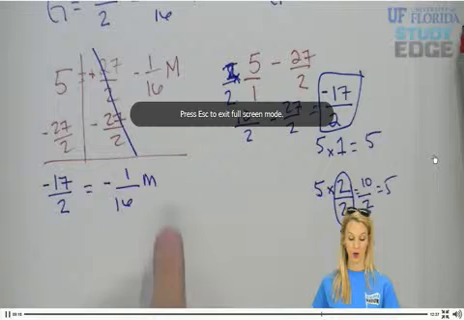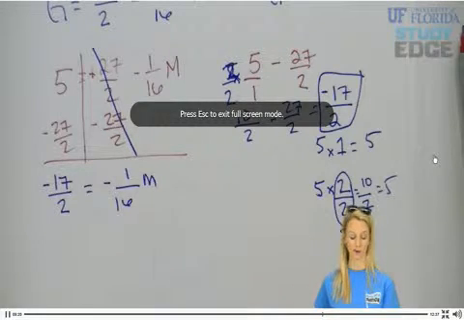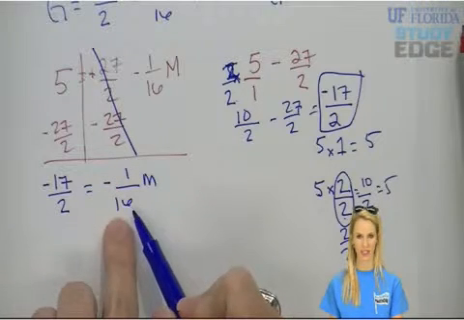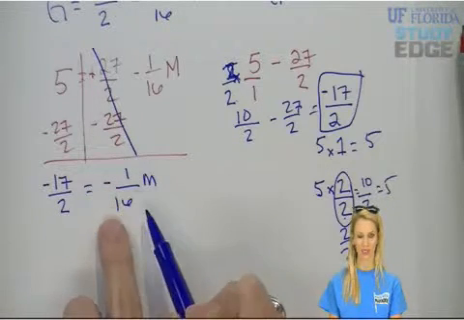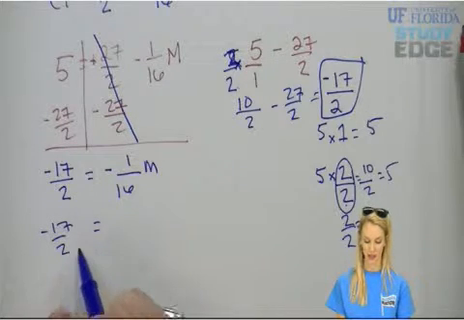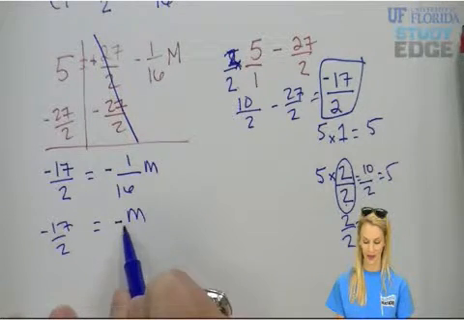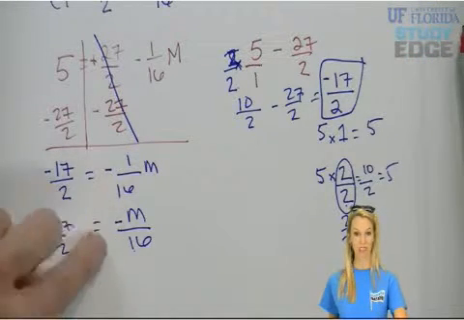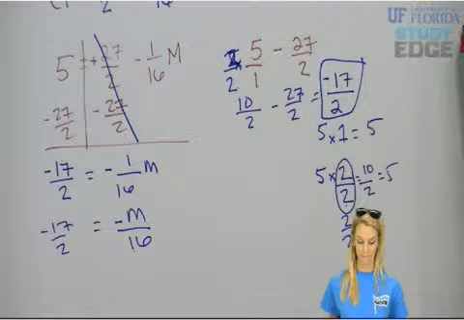Now what? We want to get this m by itself. Well, m is being multiplied by negative 1 over 16. Being multiplied by negative 1 over 16 is the same thing as writing negative 17 over 2 equals negative m over 16, right? Gives me the same thing, okay?